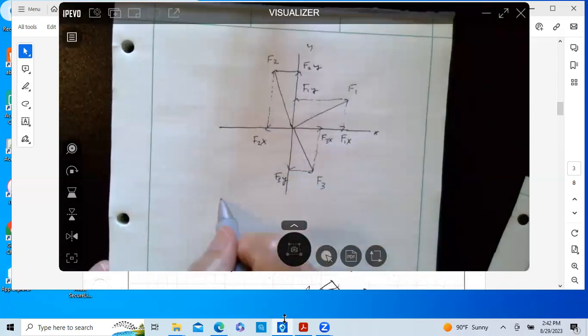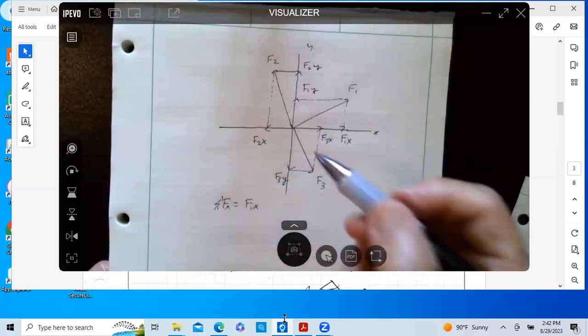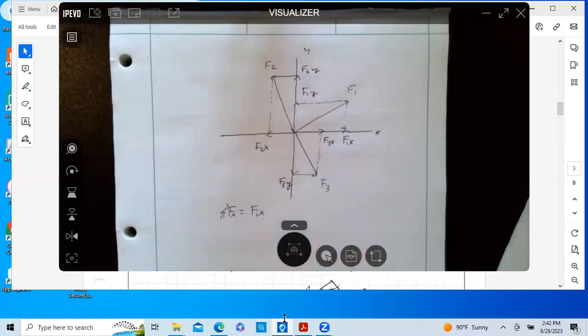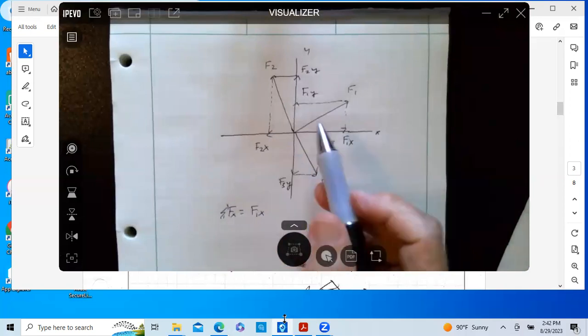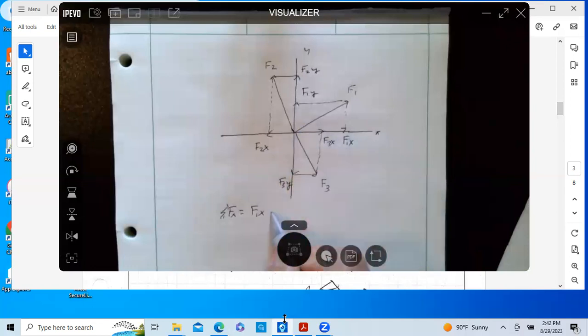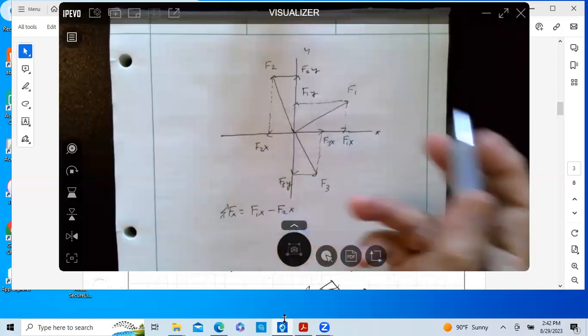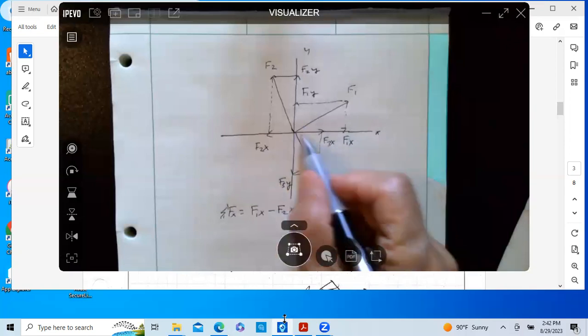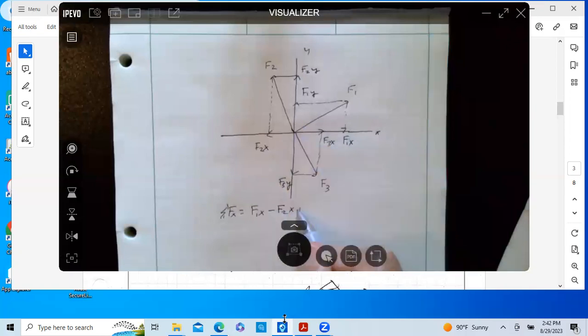So I want to sum forces in the x direction. I have F1x. So we have to be careful now in directions. We're adding and subtracting now. And F2x is in the negative direction, so make sure we get that negative sign in there. That negative sign, the problem is wrong. So minus F2x. Here's F3, plus F3x.